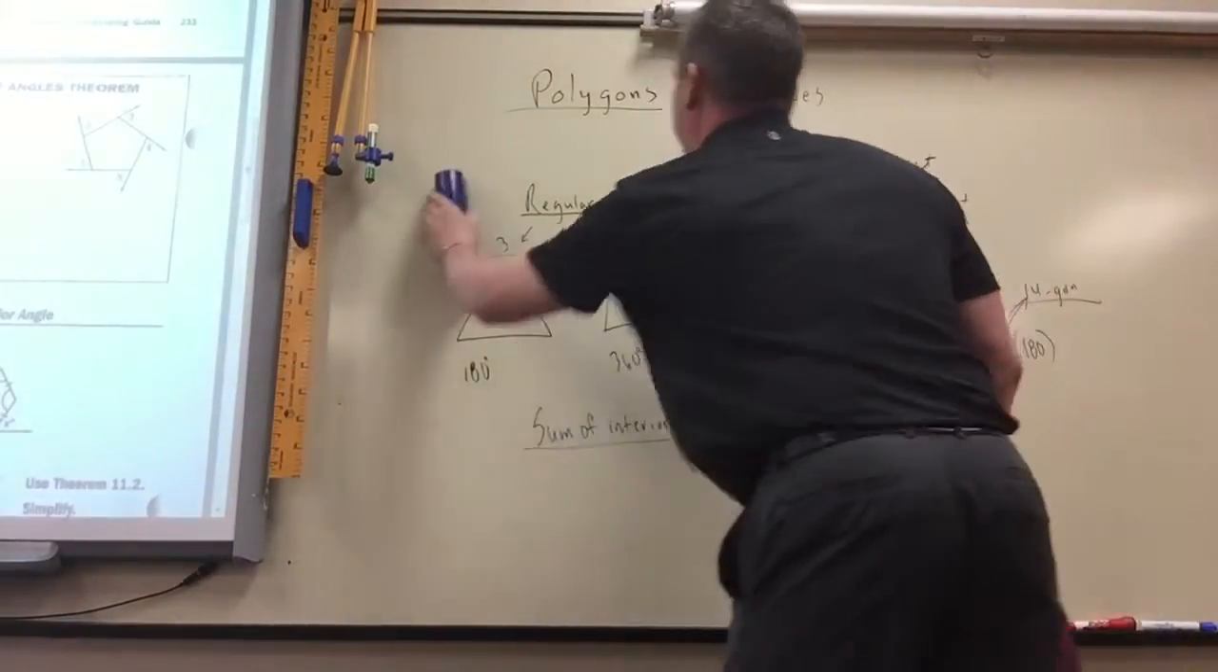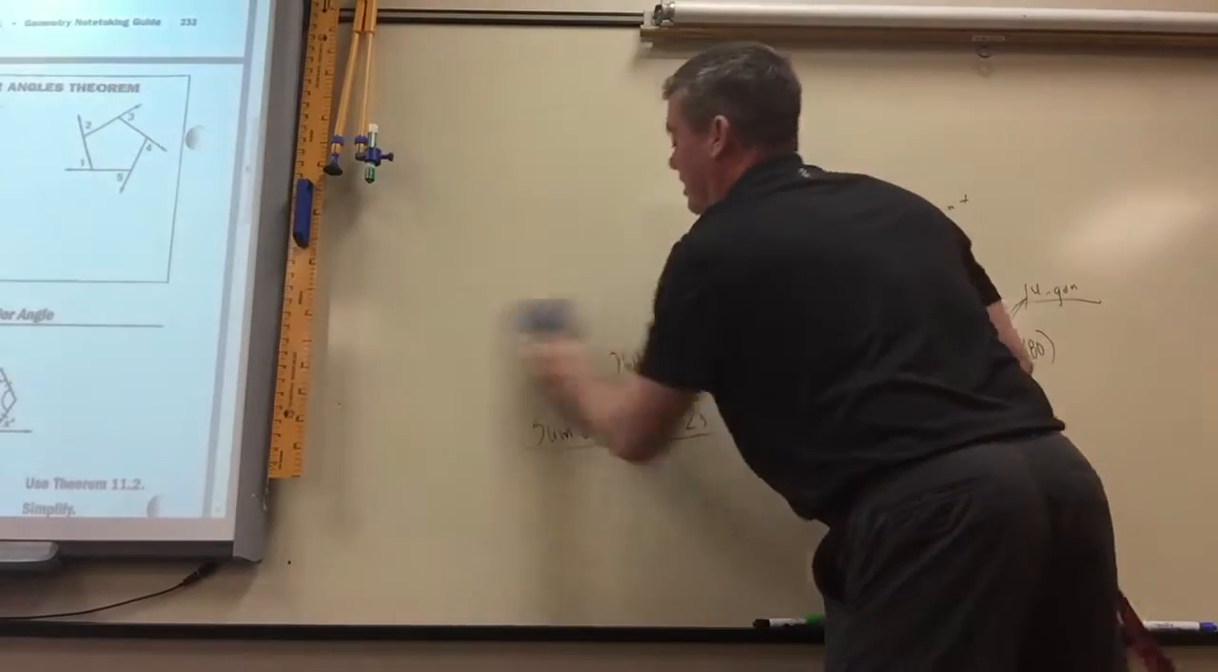Double. 1,900 something. So we'll go back to this. Just double. Yeah.